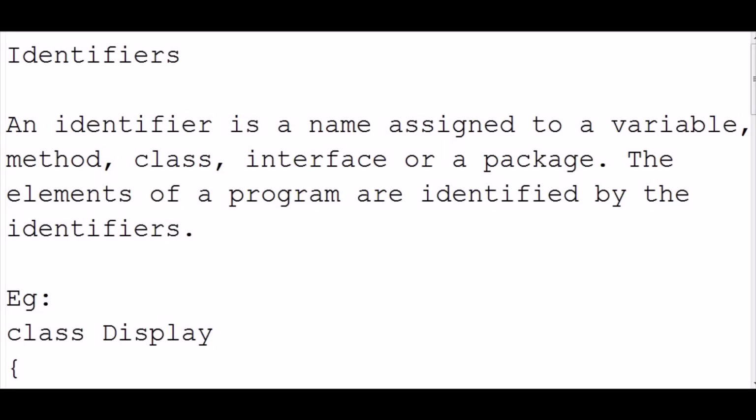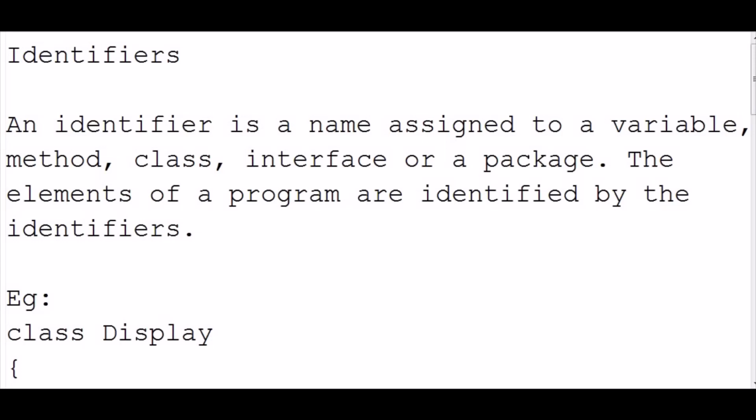Now normally how are we all identified? Each and every one of us is identified by our name. The same way, the name given to a method, class or a variable in general is called an identifier, right? The elements of a program are identified by the identifiers.